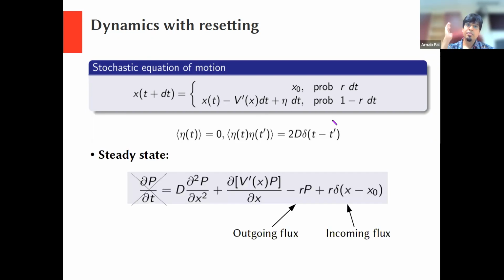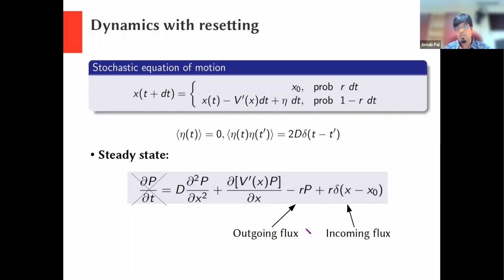Now, from this, we can construct a master equation, or a balance equation for that matter. And you see that because of the simple diffusion and the potential, we have a very standard first two terms on the right-hand side, right? These are the very standard terms. But then we have these two additional terms. One is this minus Rp. Why does this appear? Because you are basically taking the probabilities from all of the phase space and putting it back to some specific place, which is x naught. So that is the incoming flux, only available at x naught, but the outgoing flux is from everywhere in phase space, except for x naught. So this is actually a balance equation.